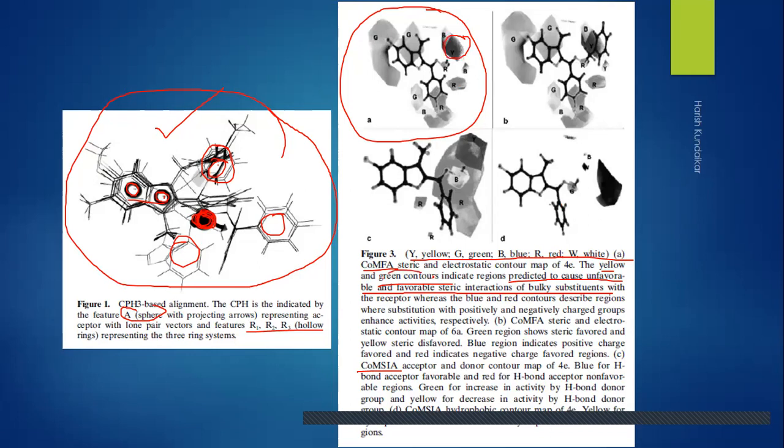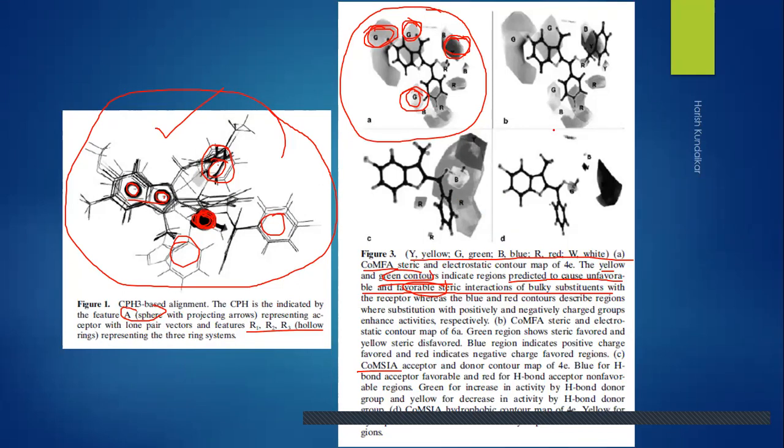Green indicates favorable. So this is green, this is green, this is green. What does that mean? It means in this molecule or in the pharmacophore, we can have sterically bulky substitutions at these positions. Whereas if we have a sterically bulky substitution at the yellow position, that is going to be detrimental to activity. If we have a sterically bulky substitution at the green position, that will increase the activity. That is what is meant by these contour maps.